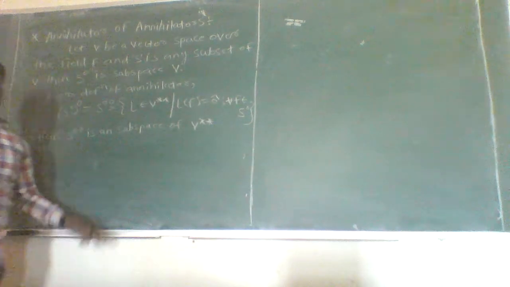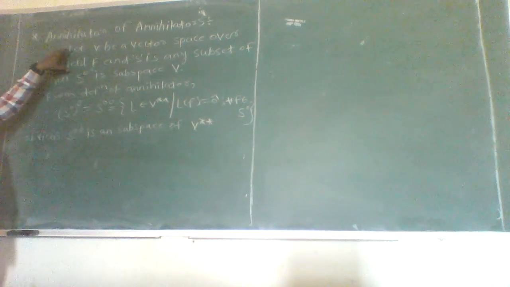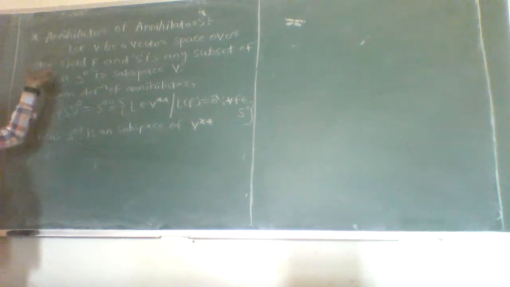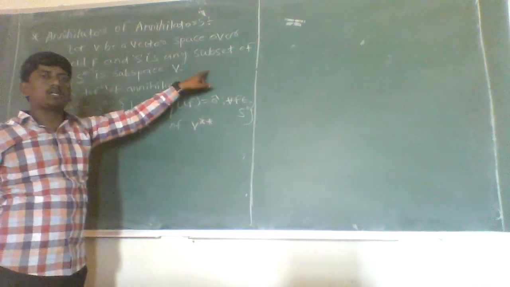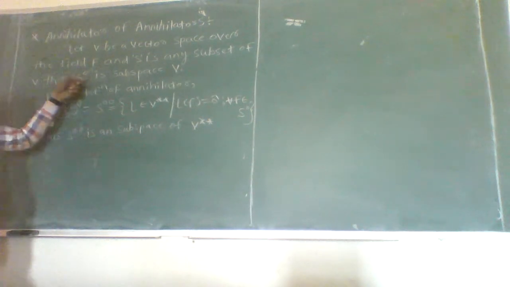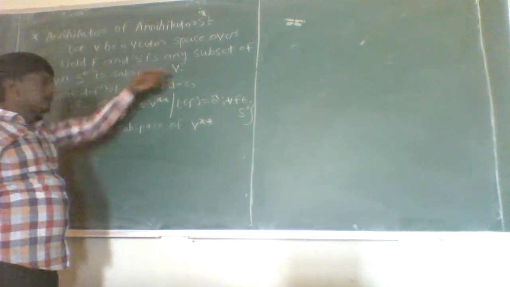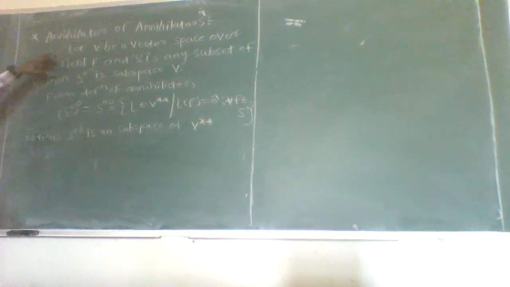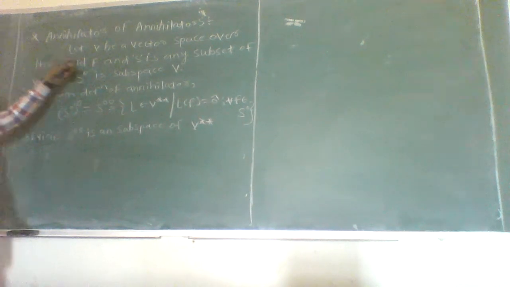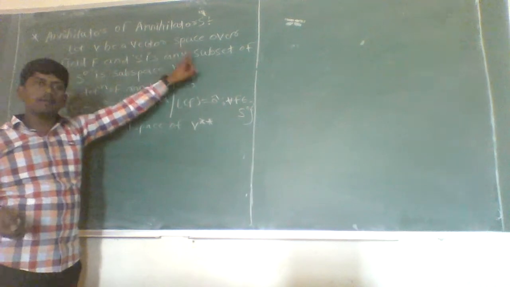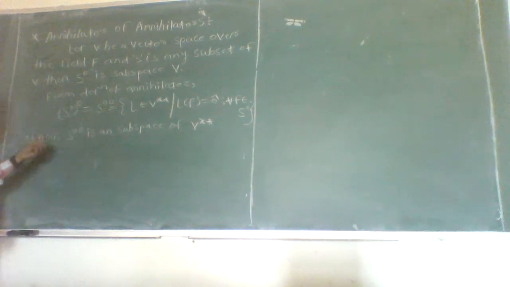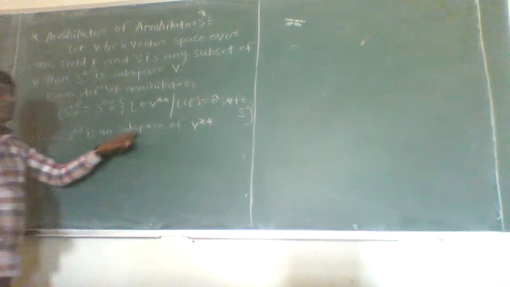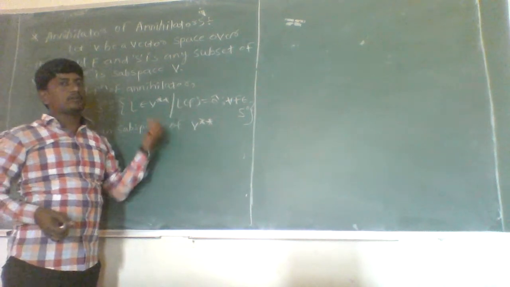Since in the previous lecture we have proved that if V is any vector space over the field F and S is any subset of V, then S annihilator is a subspace of V star. Here S annihilator is a subset of V star. Then S double annihilator is a subspace of V double star according to that result.